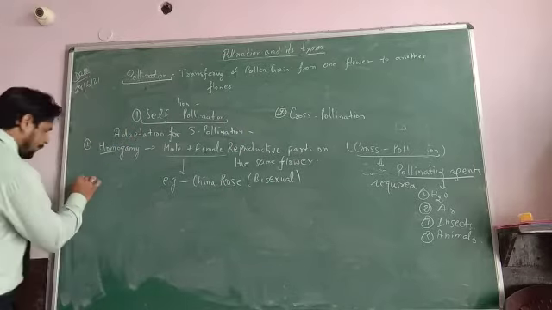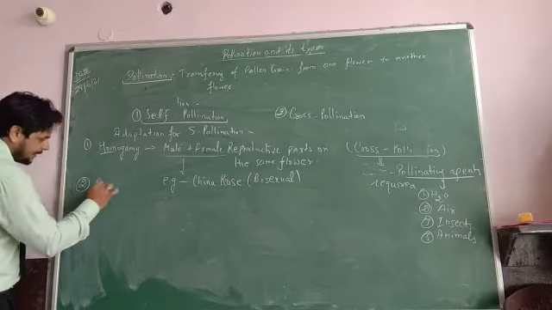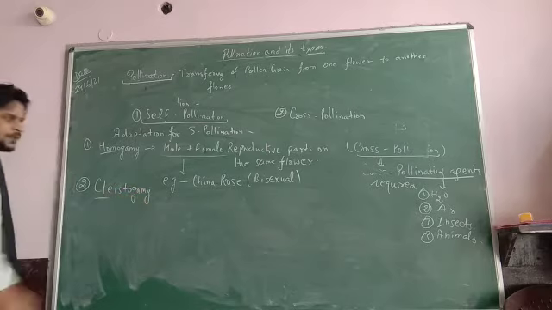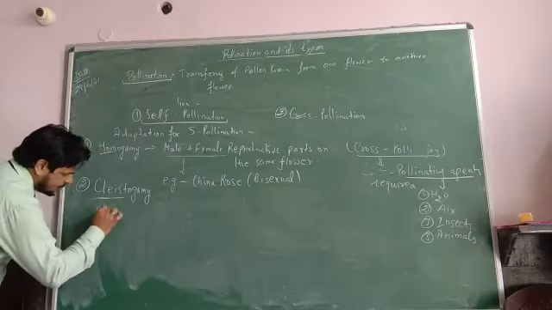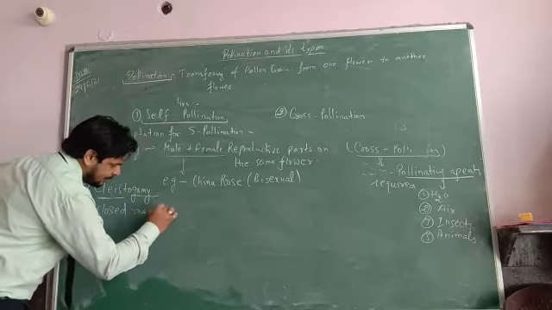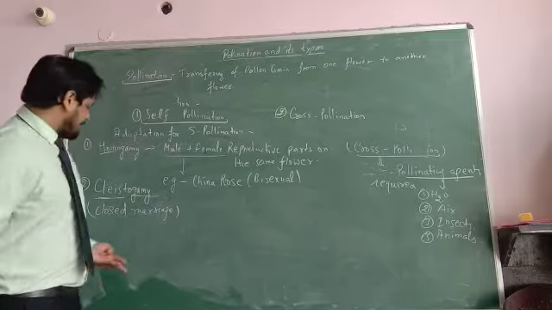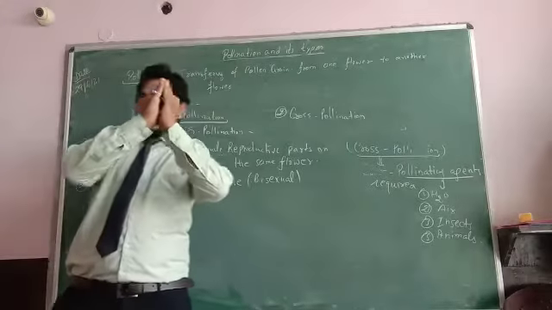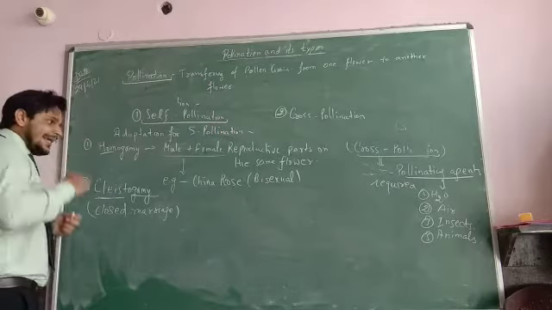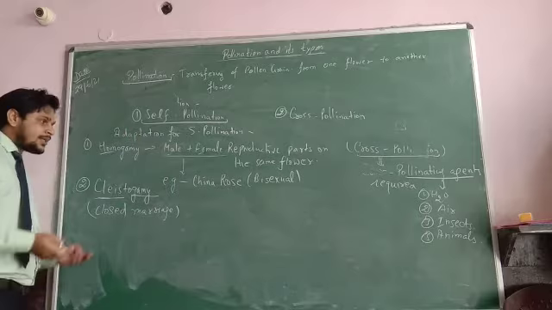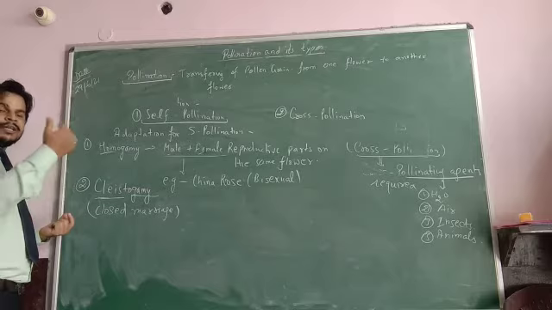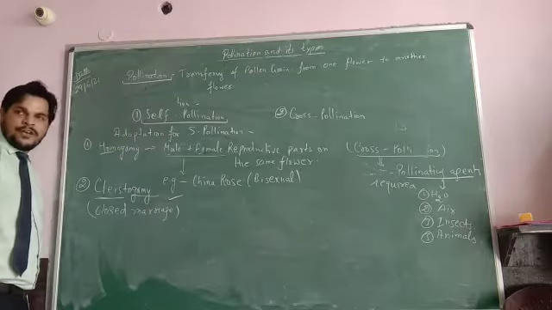Now the second adapting feature is clistogamy. What is the meaning of clisto? Clisto means closed, and gamy means marries. It means the flower is present in a closed situation. Whenever the flower is closed, the male and female reproductive parts lie near each other, so that they transfer the pollen grains to the female reproductive part.